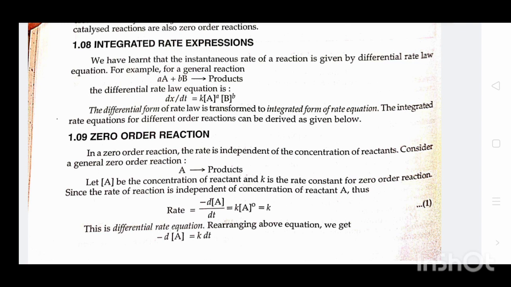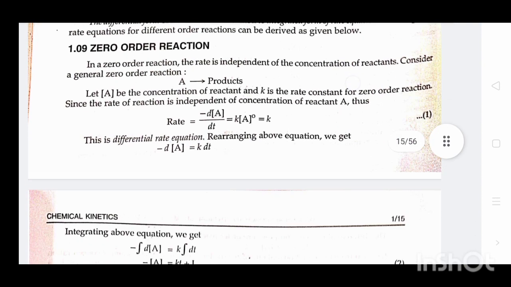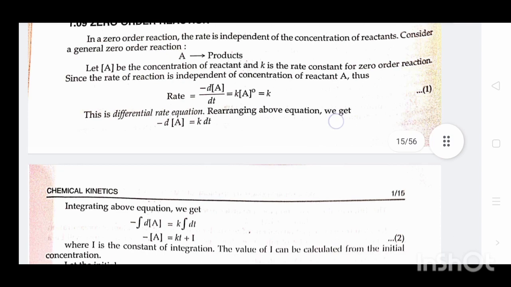Zero order reaction. In a zero order reaction, the rate is independent of the concentration of reactants. Consider a general zero order reaction, A gives products. Let [A] be the concentration of reactant and k the rate constant for a zero order reaction. Since the rate of reaction is independent of the concentration of reactant A, rate equals k. This is the differential rate equation. Rearranging the above equation, we get minus d[A] equals k dt.